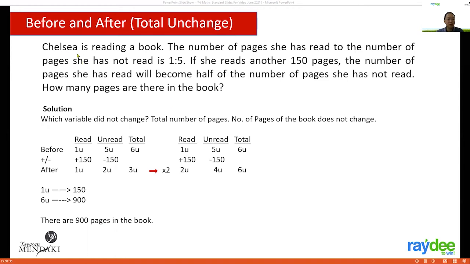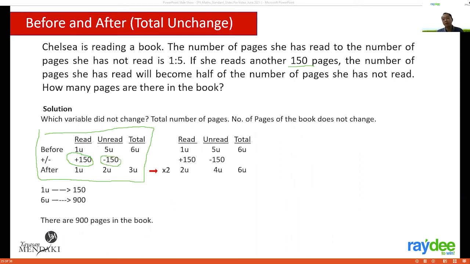So let's look at this question, right? Chelsea read some of the book. The ratio of the number of pages read to the number of pages not read is 1 to 5. So same thing, you come up with the table. They are supposed to come up with the table themselves, right? So in this table, before is 1:5. After reading some 150 pages, it became 1:2, right? So now you realize that here is plus 150 and here is minus 150.